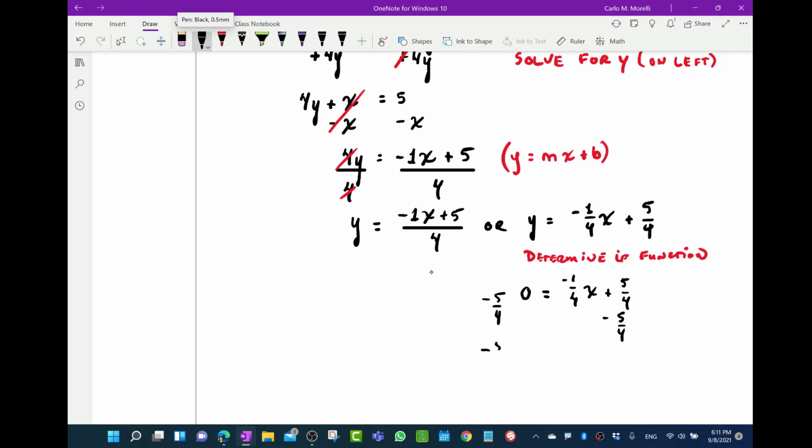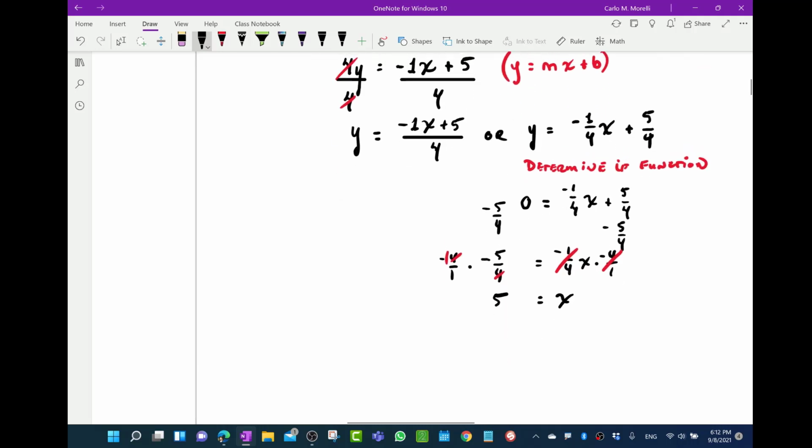And I would have negative 5 over 4 equals negative 1 over 4x. And then to get rid of the negative 1 over 4, I would multiply by the reciprocal, which would be negative 4 over 1 on both sides. And these cancel, leaving behind a negative 1. And so I have negative 1 times negative 5 gives me 5, equal to, remember these cancel each other out, leaving behind 5 equals x. Okay?